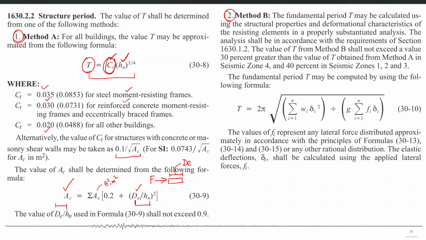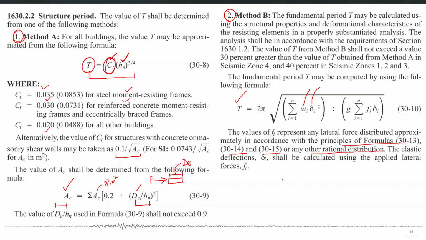Method B, which is a relatively complex method, prescribes the use of this formula, T is equal to 2 pi times the square root of this expression. Wi is the weight of the ith story. Delta I is the displacement of the ith story resulting from the application of a lateral force vector, and that force vector basically should be in accordance with the principles of this formula or this formula or this formula or any other rational distribution.